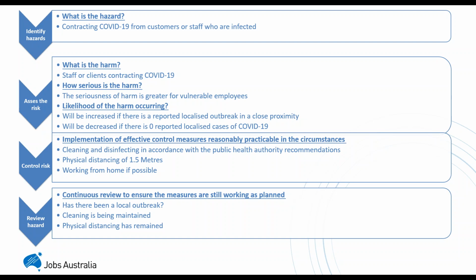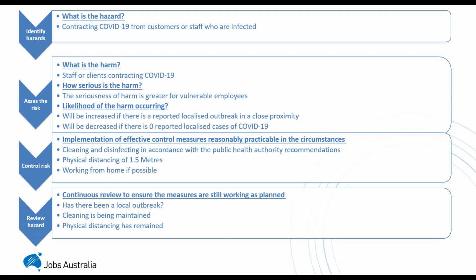How serious is the harm? Obviously, if we've got an employee who is deemed to be a serious risk or at serious risk of harm, then obviously the greater the likelihood of the harm occurring. So it's going to be increased if there's been a reported localised outbreak in close proximity. And unfortunately, in Victoria, there's a risk anywhere between Melbourne and the Sutherland Shire.